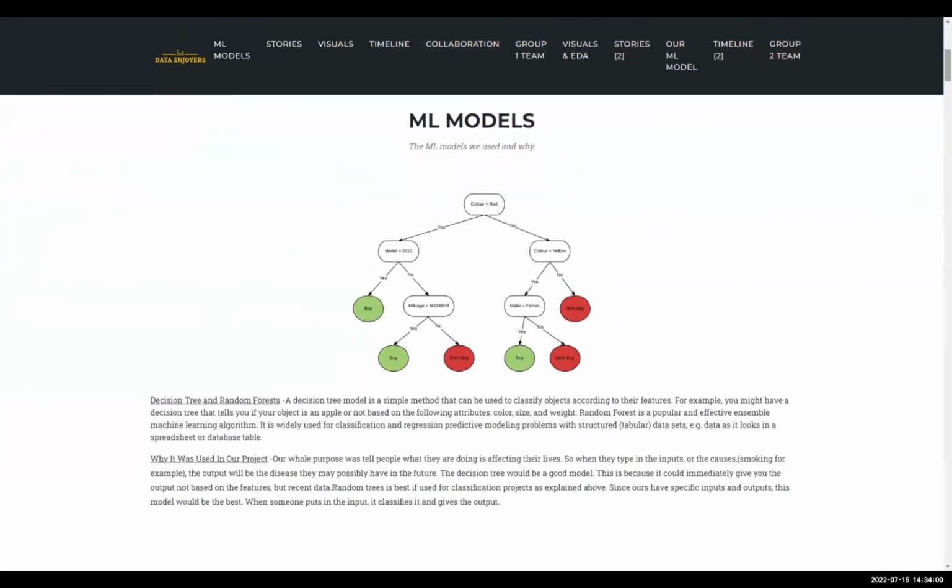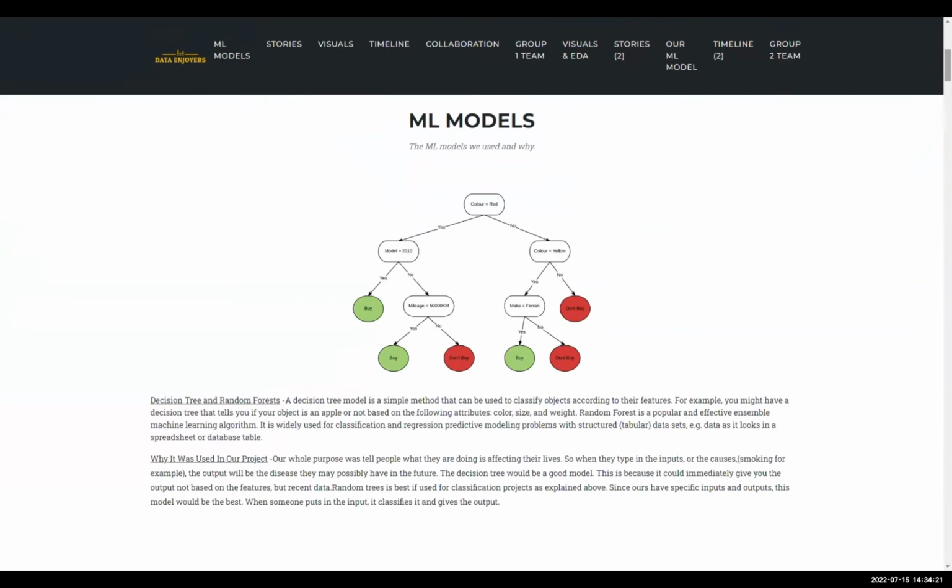Our ML models: we chose the decision tree and the random forest. A decision tree model is a simple method that can be used to classify objects according to their features. For example, you might have a decision tree that tells you if your object is an apple or not based on the following attributes like color, size, and weight.